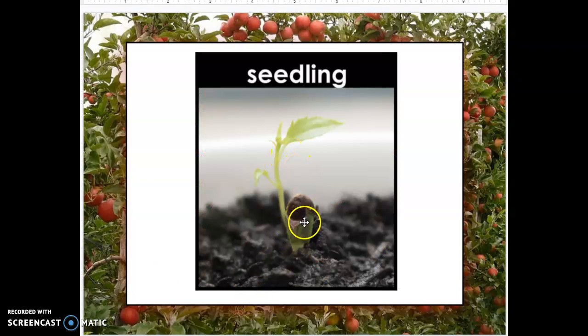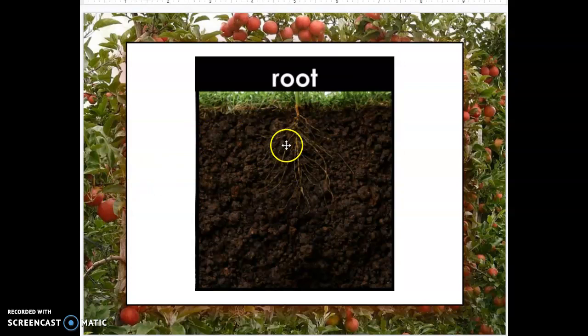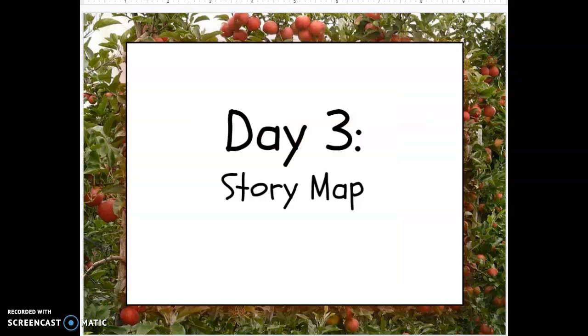A seedling. Once the seed comes out of the ground, it is called a seedling, also known as the shoot. From the seed down into the dirt grows the roots. The roots feed the seedling and provide it water and nutrients from the ground to help it grow.